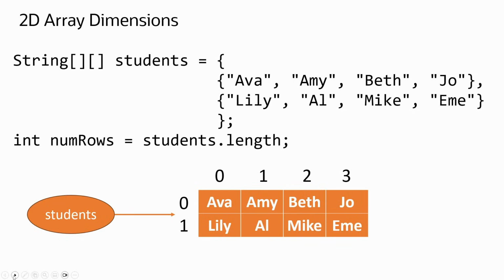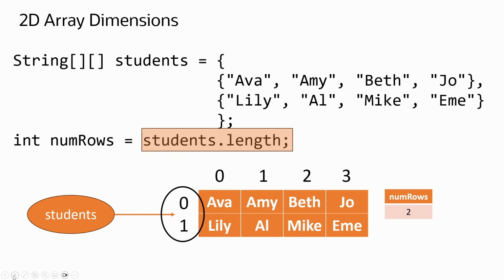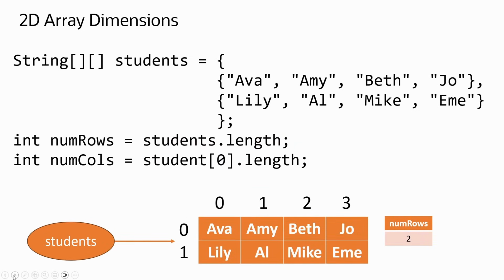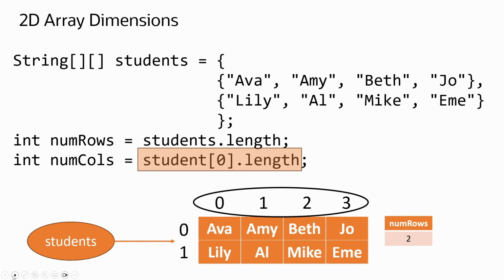If we say int numRows = students.length, that tells me how many rows are in this two-dimensional array. In this case, we have 3 rows, and so numRows will be 3. If we want to know how many columns, we have to get the length of a row. So in this case, I'm going to get the length of the first row, or row 0, and that's going to be this row here, Ava, Amy, and Beth, and I'm going to get the length of that row, which is 3.